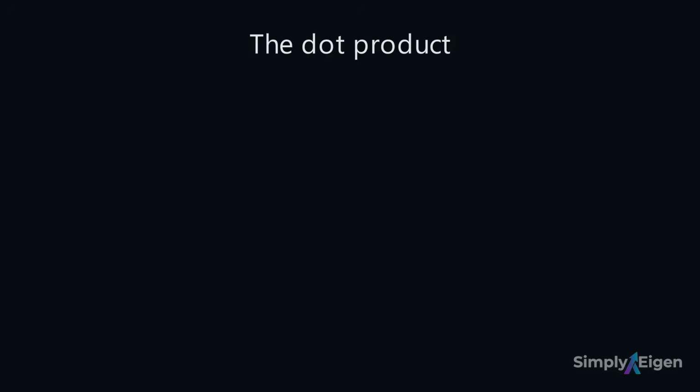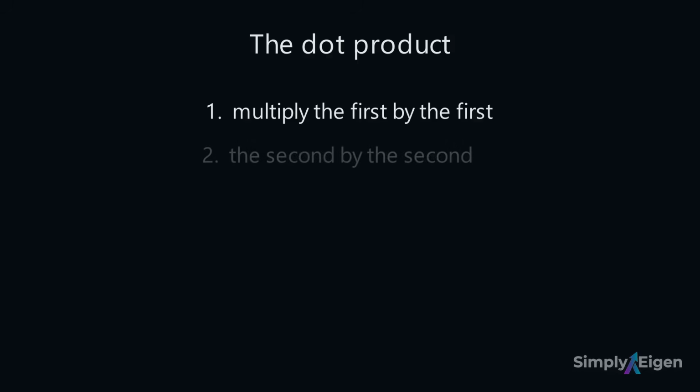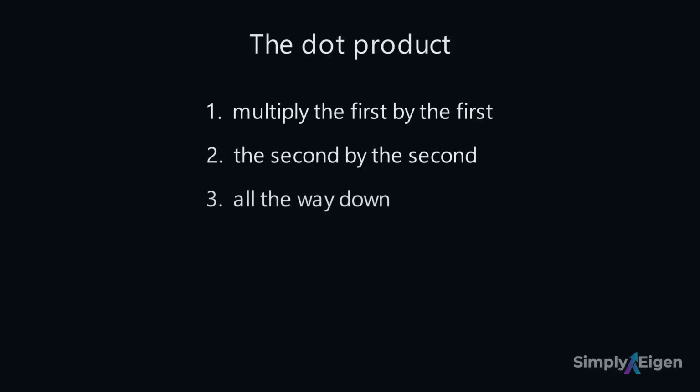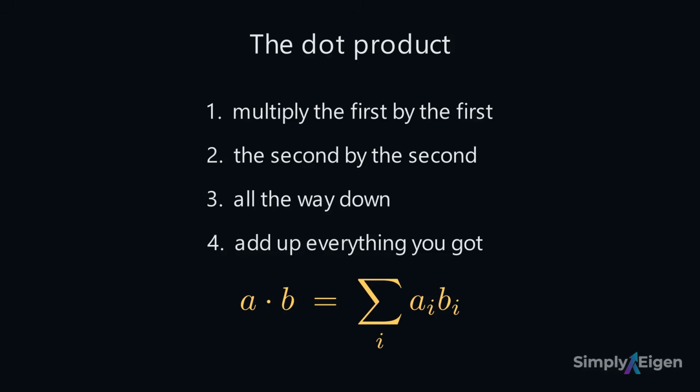The tool is the dot product, and it is the simplest thing in this video. Take 2 lists, multiply the first number by the first number, the second by the second, all the way down, then add up everything you got. That is the whole operation. 1 multiplication per slot, and then a sum. It is the first thing anyone learns about vectors, and it is doing all of the work here.